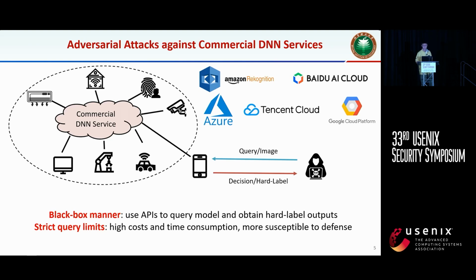However, commercial DNN services impose additional requirements on attackers targeting adversarial attacks. Since these services often offer APIs to access model input and output, the attackers can only search for adversarial examples in a black box manner. This also imposes stricter requirements on the query efficiency of the attack.